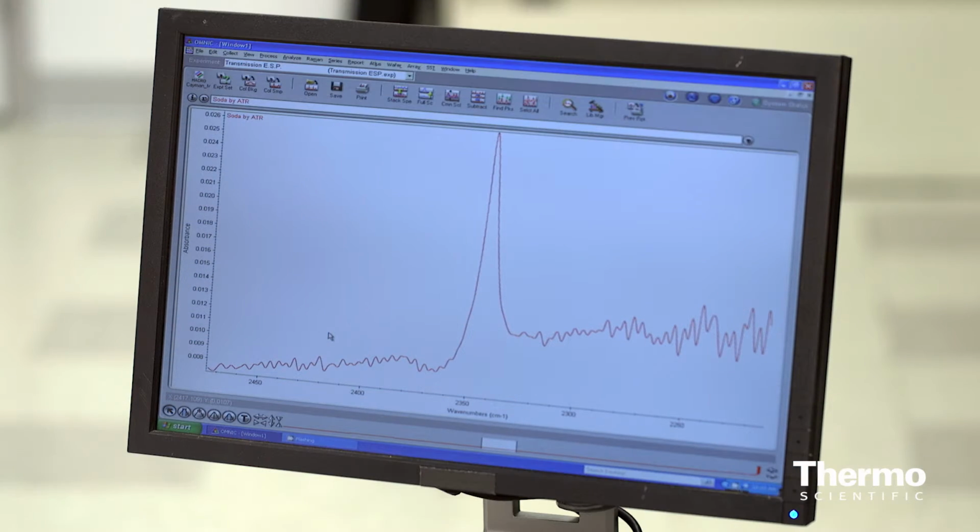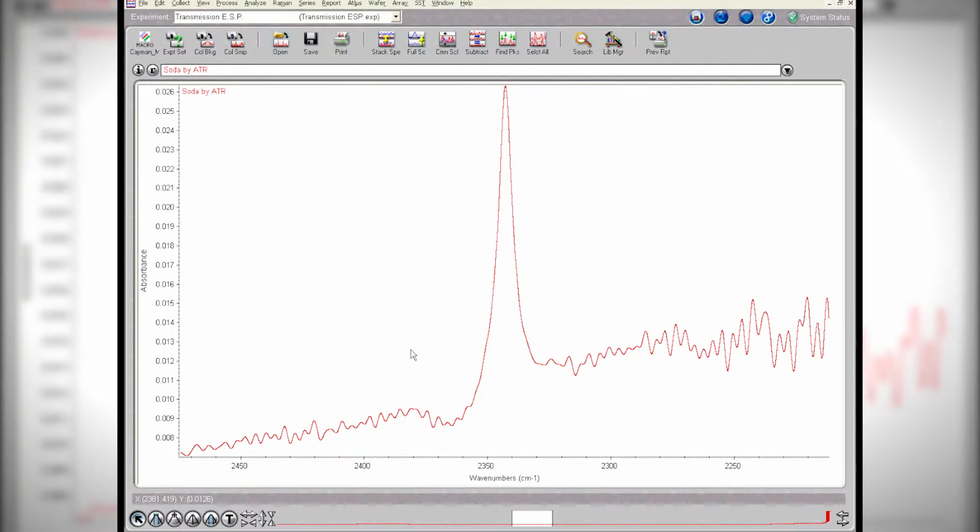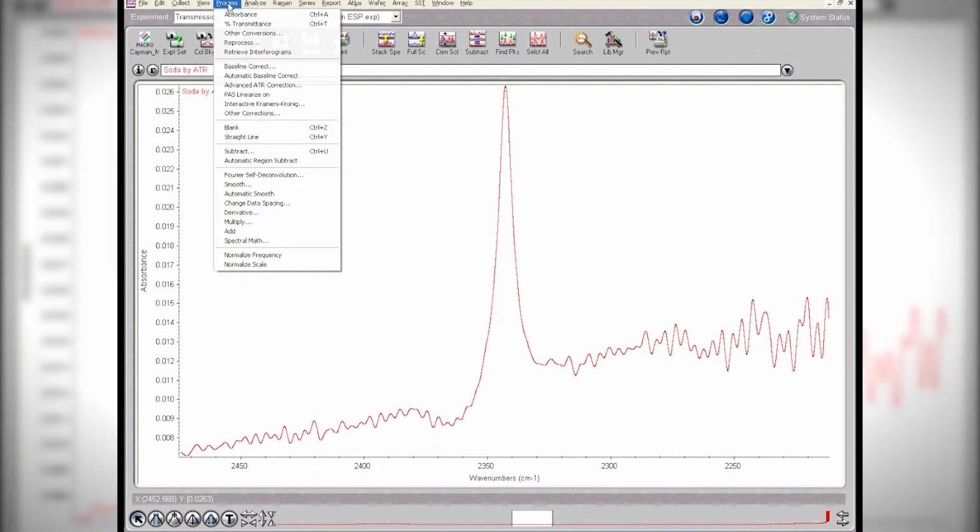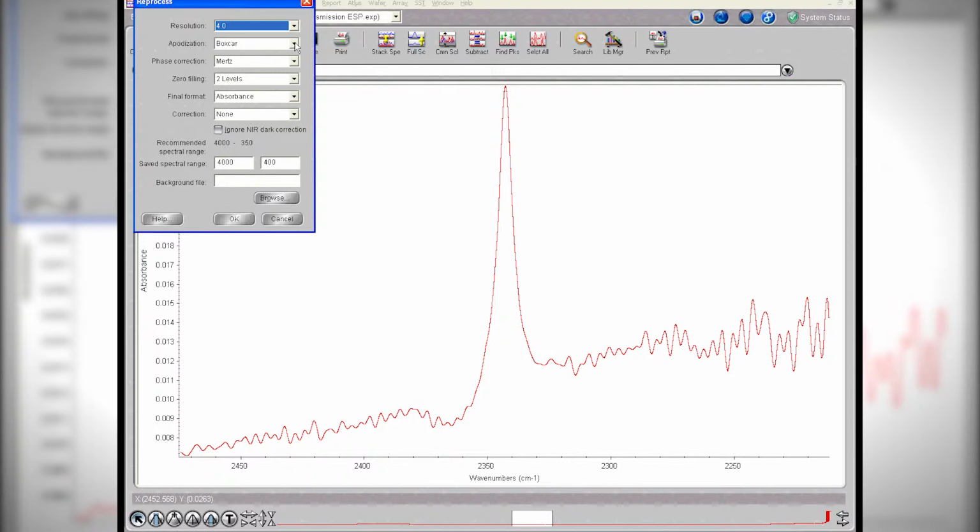Now we're over at the instrument to look at this idea of apodization. This is the dissolved CO2 in a soda. This is the peak due to that. So we're looking here at a fairly sharp peak in a liquid sample, and I want to show the effect of reprocessing this with various different apodizations.